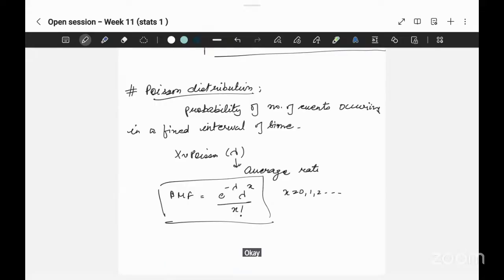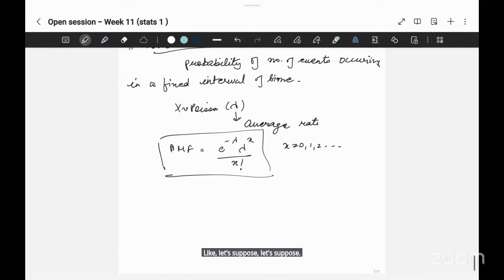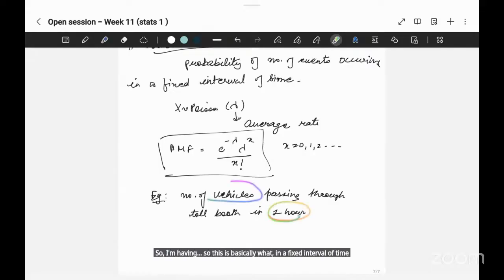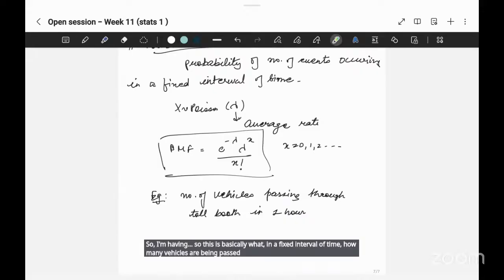Let's suppose we can take an example: the number of vehicles passing through a toll booth in 1 hour. So in a fixed interval of time, how many vehicles are being passed. This is what my Poisson distribution is. Is it clear?